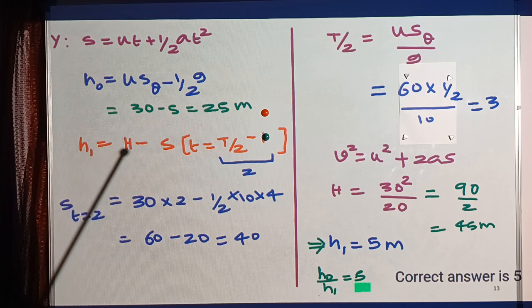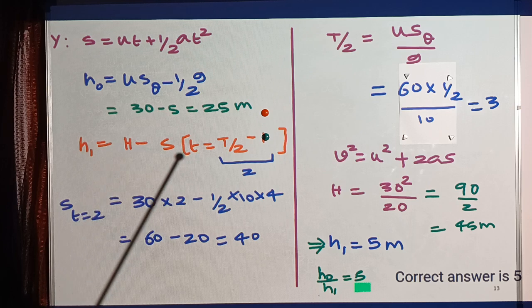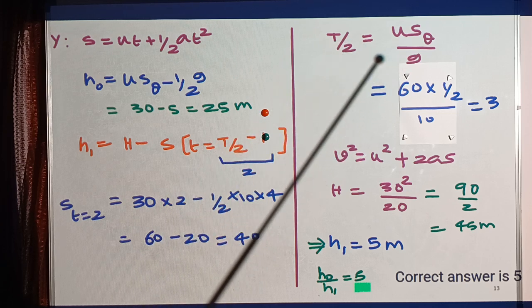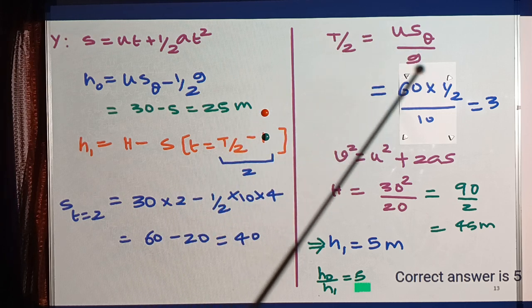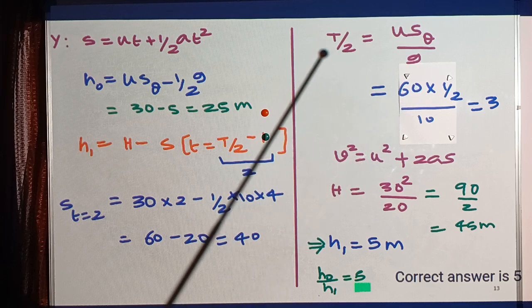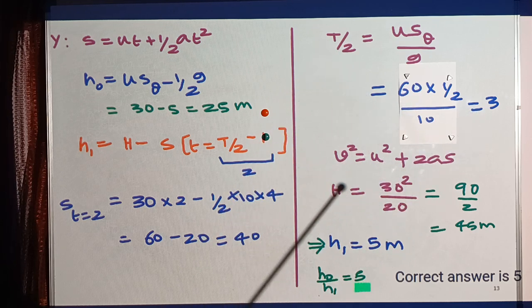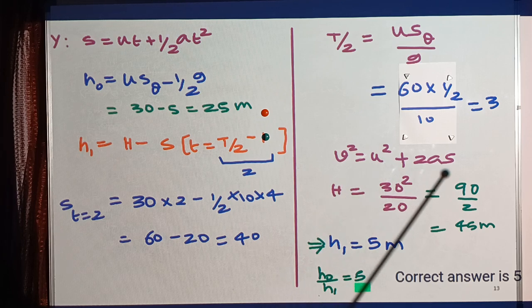H1 is the height covered in the last 1 second. So it's the maximum height H minus the vertical displacement at time T/2 minus 1. The flight time we can get from the vertical motion as u sine theta by g. This comes from v equals u plus at. That's 3 seconds. And the maximum height we can get from v square equals u square plus 2as, that's 45 meters.